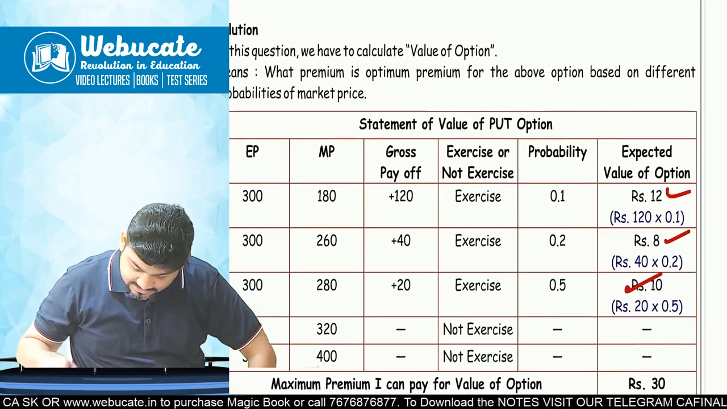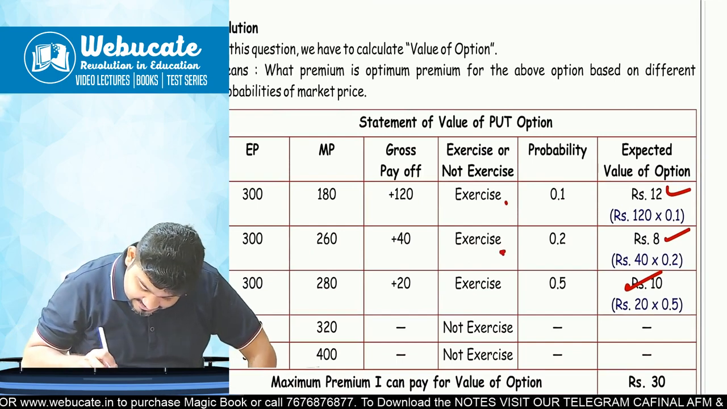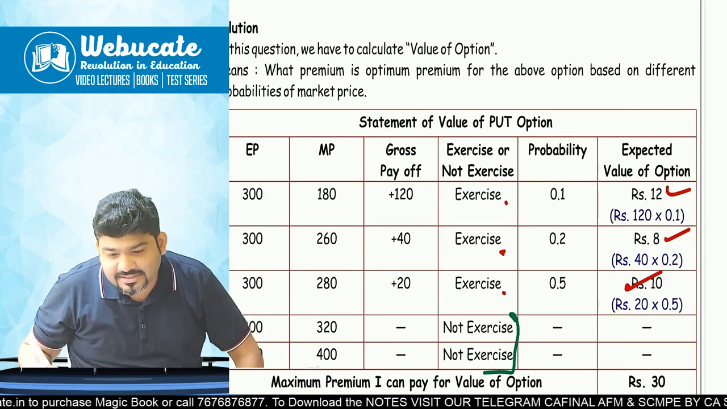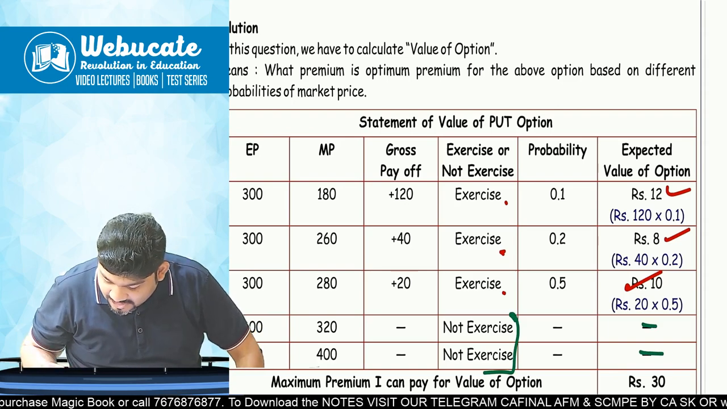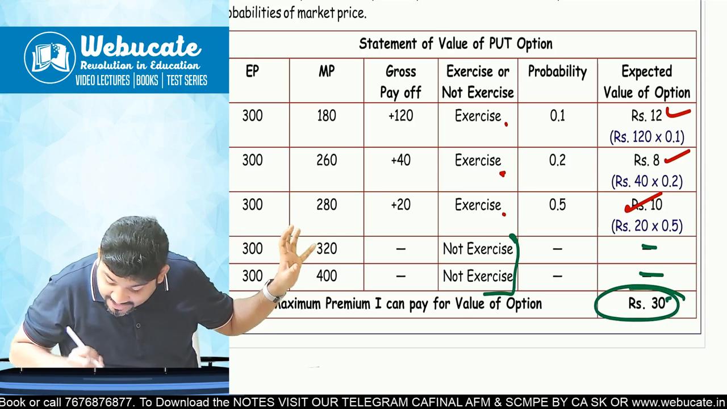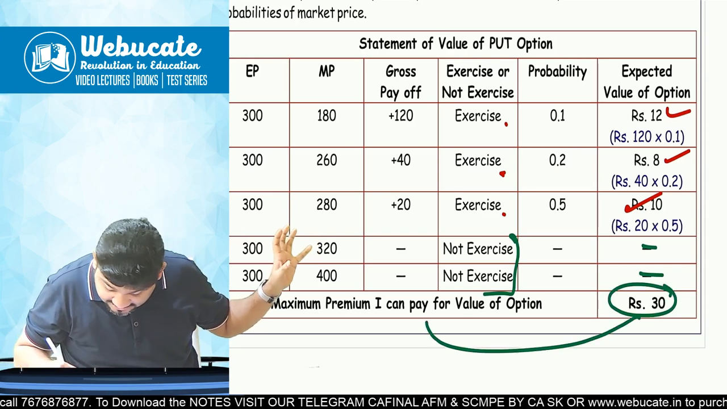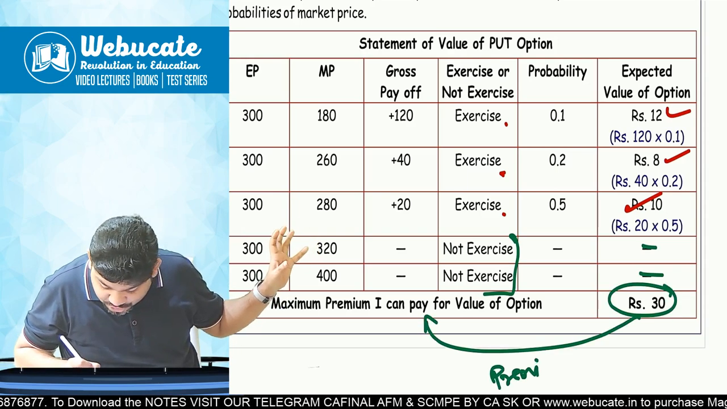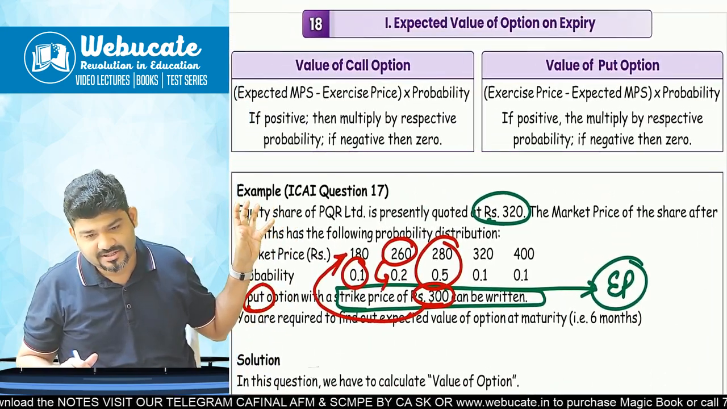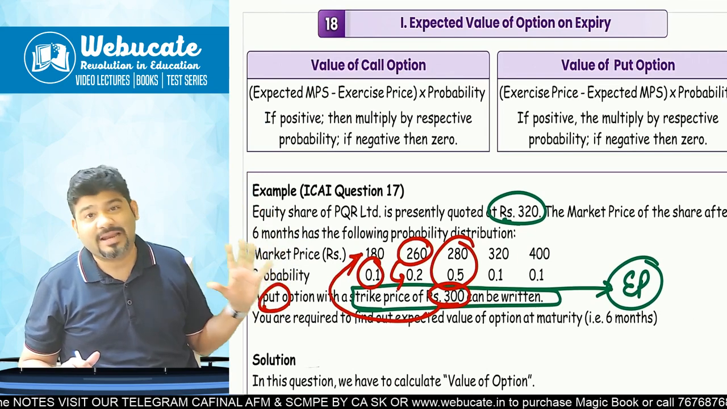Got it, guys? So, two cases we will not exercise. If you don't exercise, there is no expected value of the option. Finally, this is the value of the option that I get, and this is the premium that I should be ready to pay currently for this share.